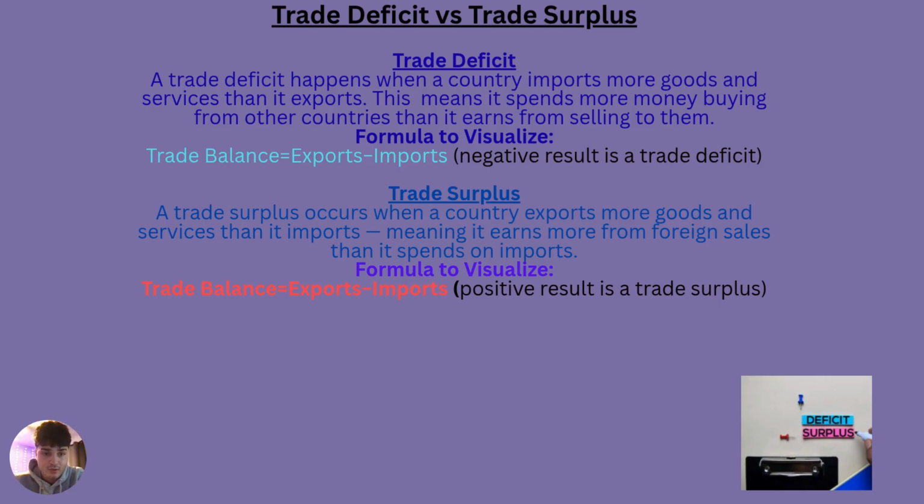And a trade surplus occurs when a country exports more goods and services than it imports, meaning it earns more from foreign sales than it spends on imports. A formula to visualize this is the same thing: trade balance equals exports minus imports, which means that a positive result is a trade surplus.